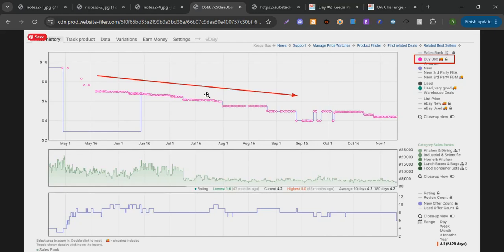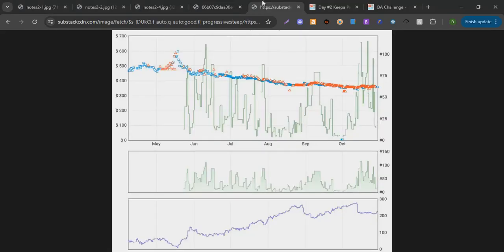Here's what to look for. Focus on the price history graph, which shows you the product price over time, including Amazon's price, third-party sellers, and buyback trends. Look for patterns. If the price regularly drops or fluctuates sharply, it may signal instability.